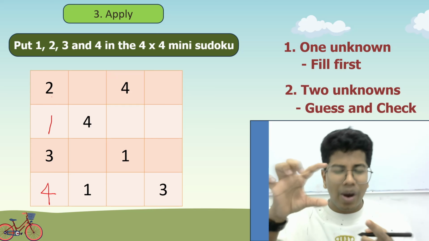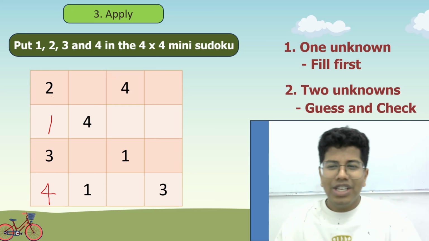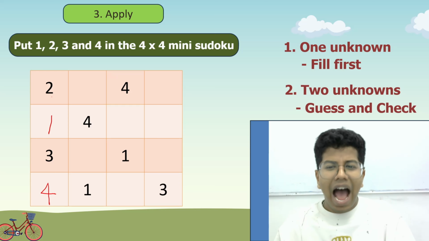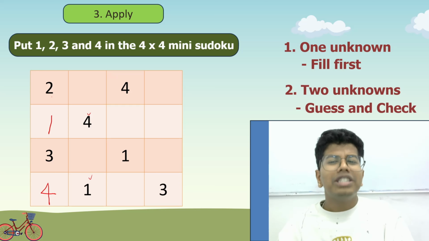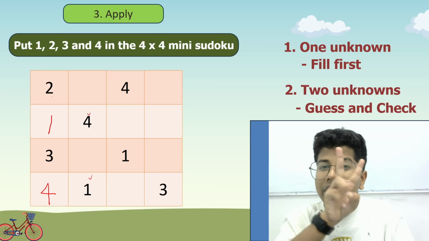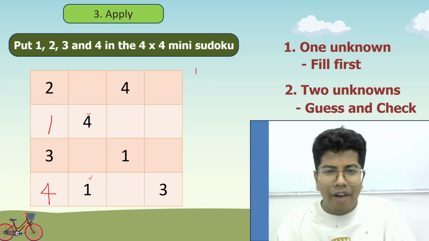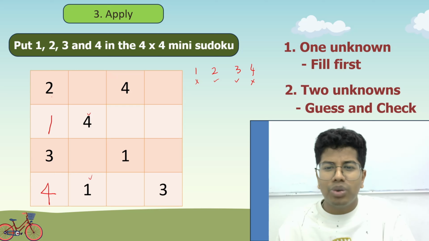That is, if 2 unknowns, guess and check. Now moving on to this part here. I have 4 in this column. I have 1 in this column. So which are the only 2 numbers I can put here? Oh, if I have 1, 2, 3, 4, 4 and 1 are already here. So the only numbers I can put are 2 and 3.